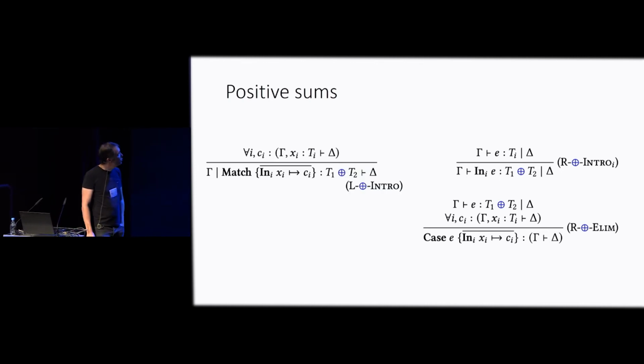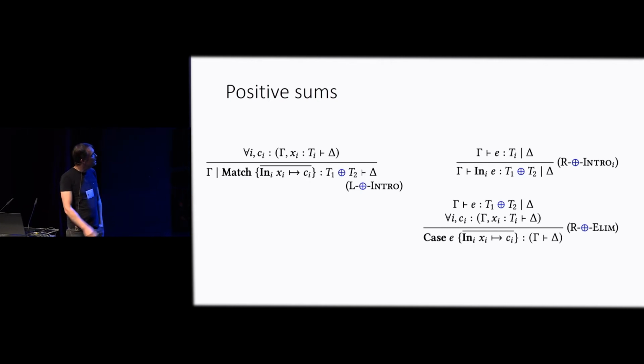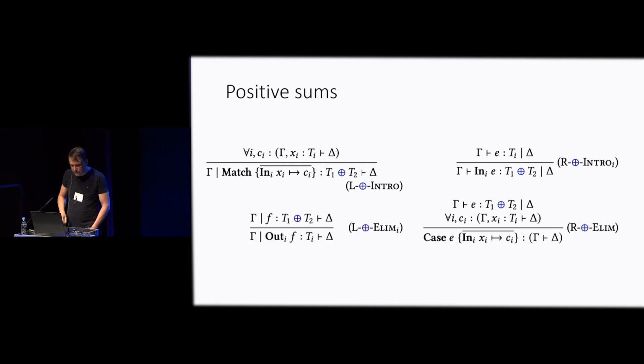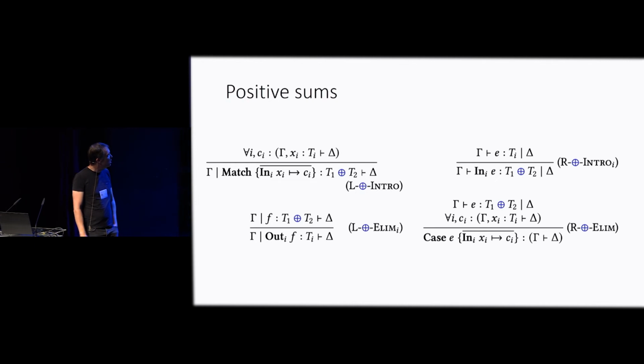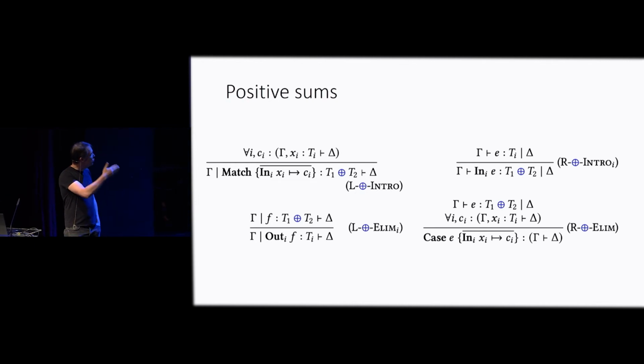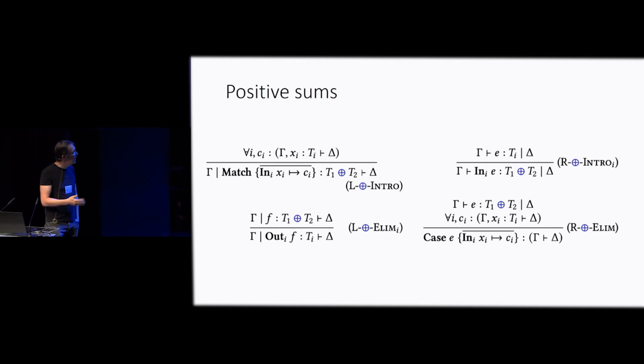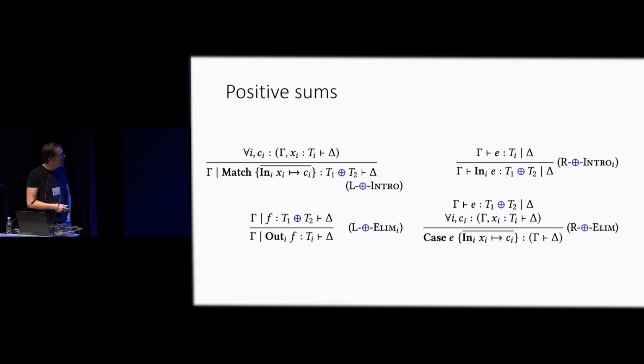The left introduction rule is basically like the right elimination rule, except that we don't have a term to discriminate. That happens on the other side of the cut. And then we have a left elimination rule, which takes this form. We have a consumer f of type T1 plus T2, and then we can project out of that sum.